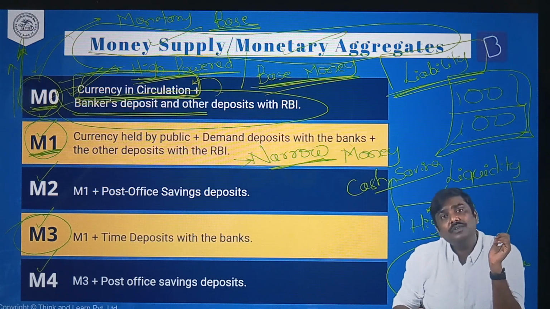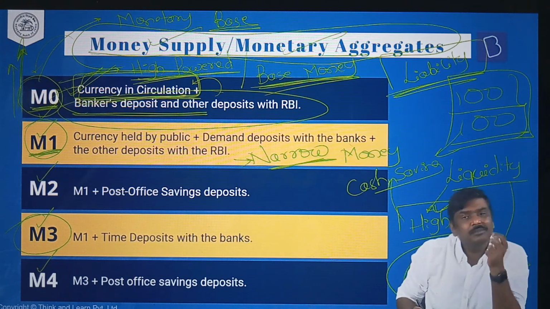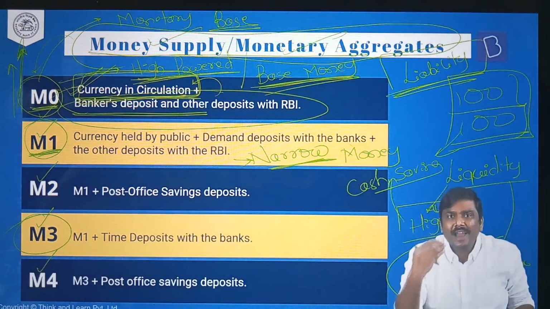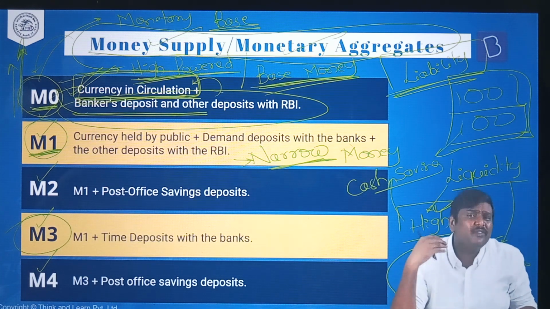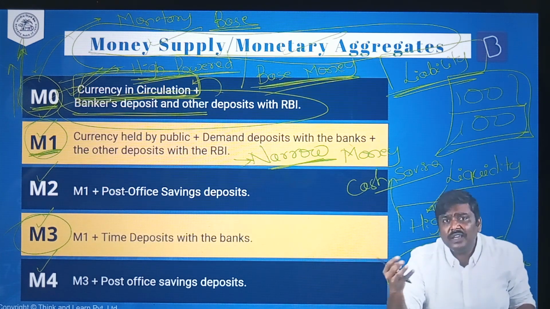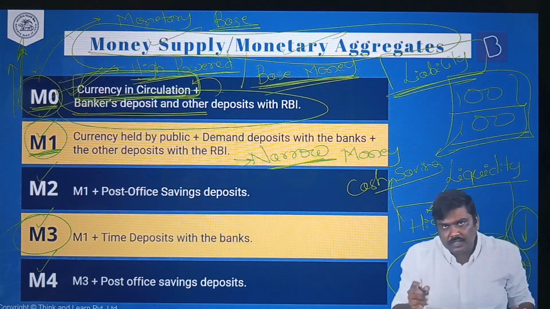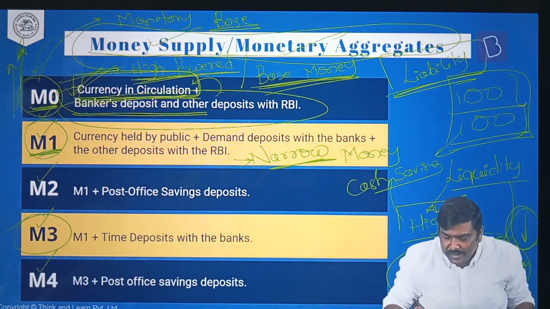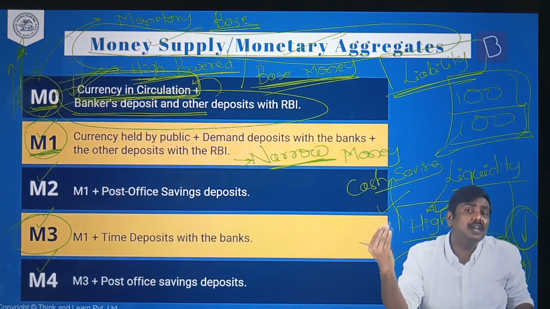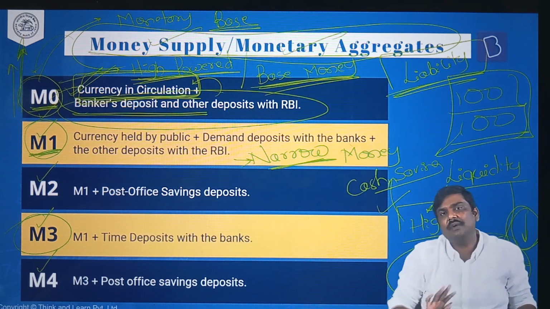What about the time deposits? For a certain specific period of time, the money is kept with the bank. Let's say 90 days, 91 days, 181 days, or 365 days. So the liquidity in case of time deposits is comparatively low. Time deposits carry lower liquidity. Demand deposits carry much higher liquidity. Cash has the highest liquidity in the market.